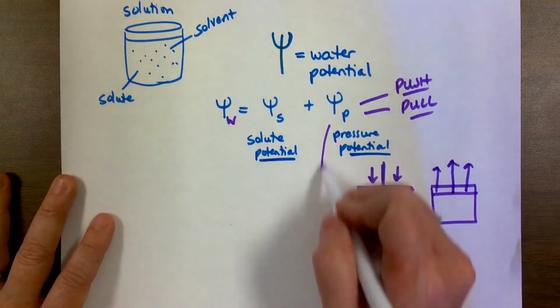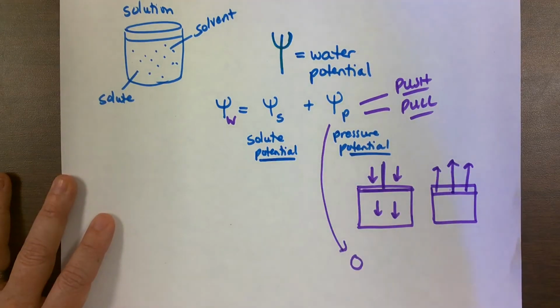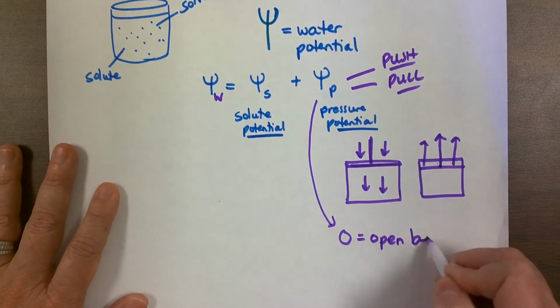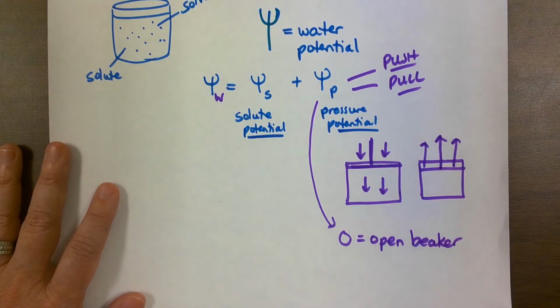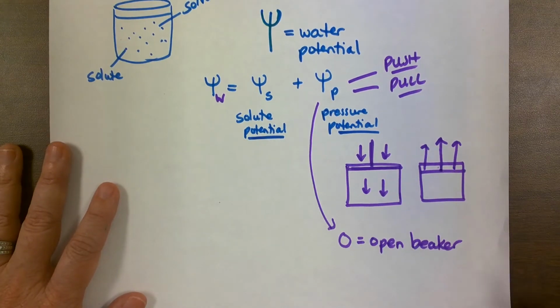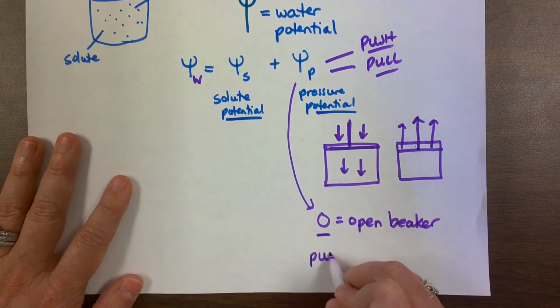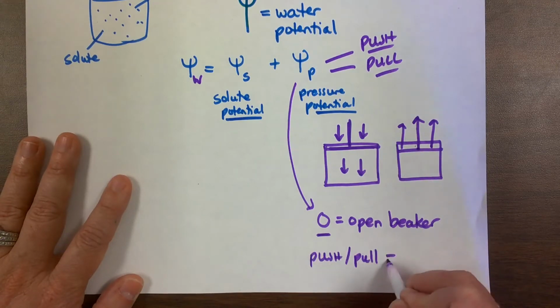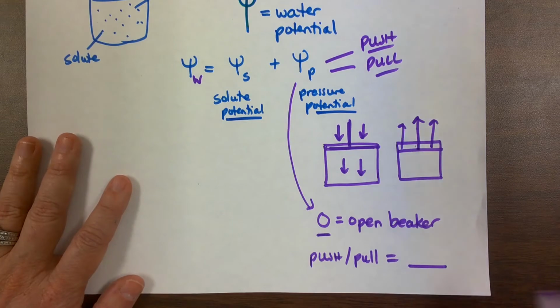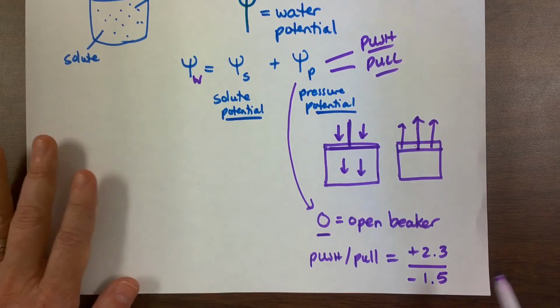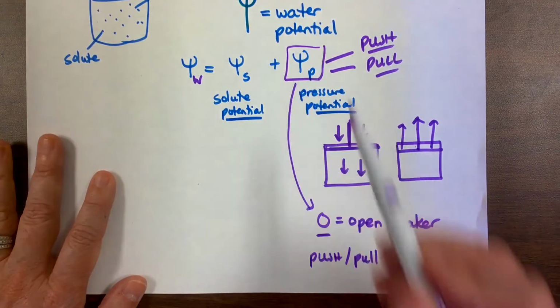But in general, most of your pressure that we're going to be dealing with is zero. So when they talk about an open beaker, that means there's no pressure on it. It's just open, nothing's pushing, nothing's pulling. You can always plug in zero for the pressure potential. If they tell you there's a push or a pull, they will then give you the number. They will tell you it's a plus 2.3 or it's a minus 1.5. Okay, they will tell you what the pressure is. You just have to know to plug it in to this spot.